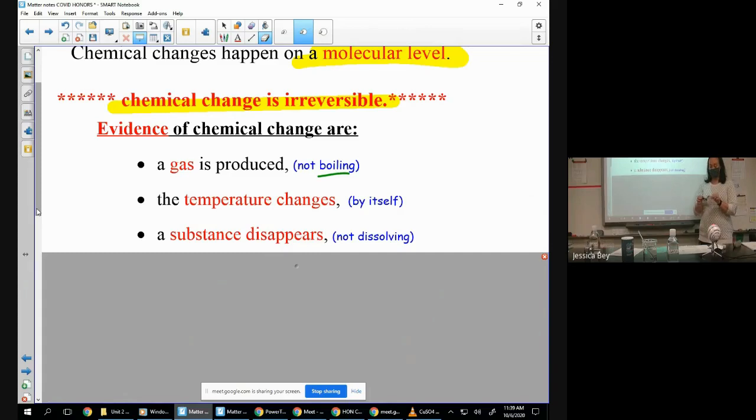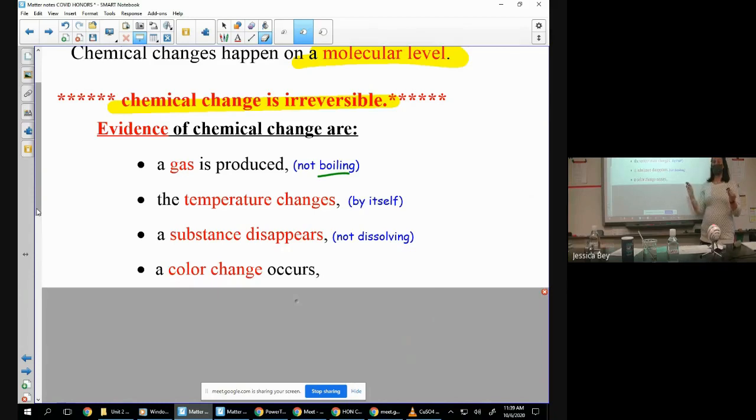Substance disappearing. Obviously, my paper is gone. Some of it's right here in ash form. But with that substance disappearing, we're not talking dissolving. Dissolving does not count. Beautiful. 3 more, I think.